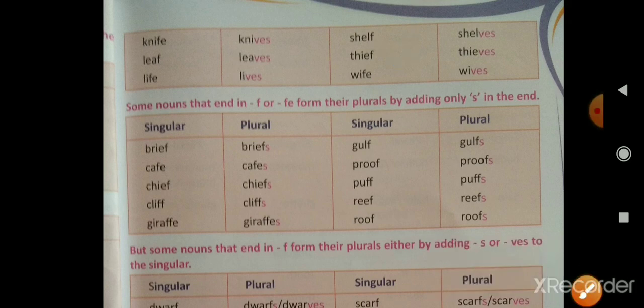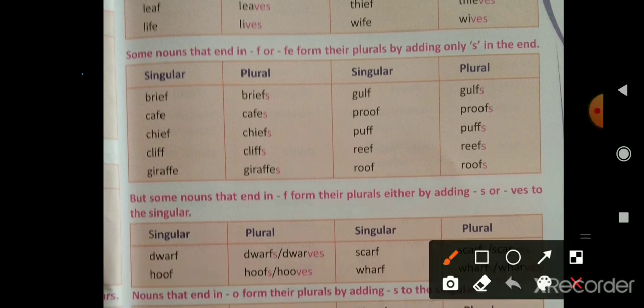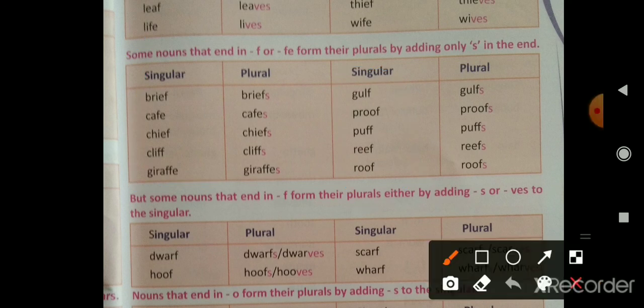Okay, now next are some nouns that end in f or fe that form their plurals by adding only s at the end. Again, some words have been given here, and at the end of these words we will add only s. Okay, no need to add ves to make them plural. So these are the words. Read them carefully by yourself also.